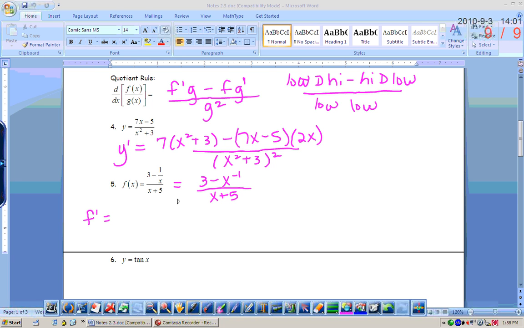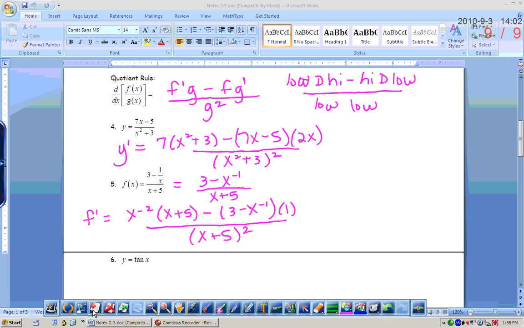Okay, so instead of 3 minus 1 over x, I'm going to write that as 3 minus x to the negative 1. So the derivative of the top is x to the negative 2 times the bottom minus the top times the derivative of the bottom, which is 1. You do not need to write times 1. I tend to do that right at first just so I don't confuse people. Or maybe it's more confusing, I don't know.